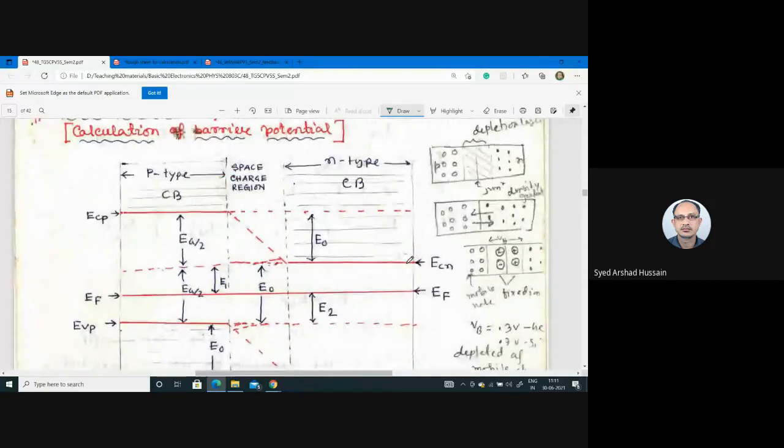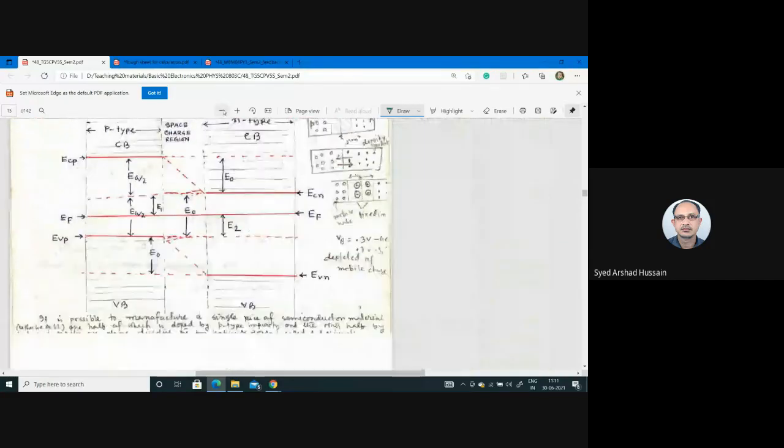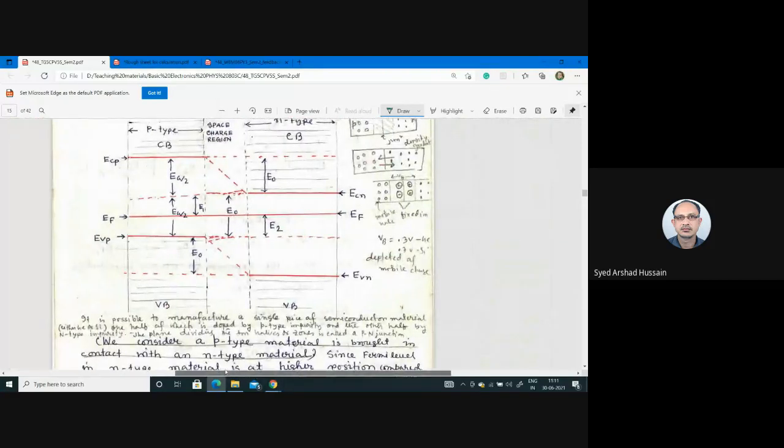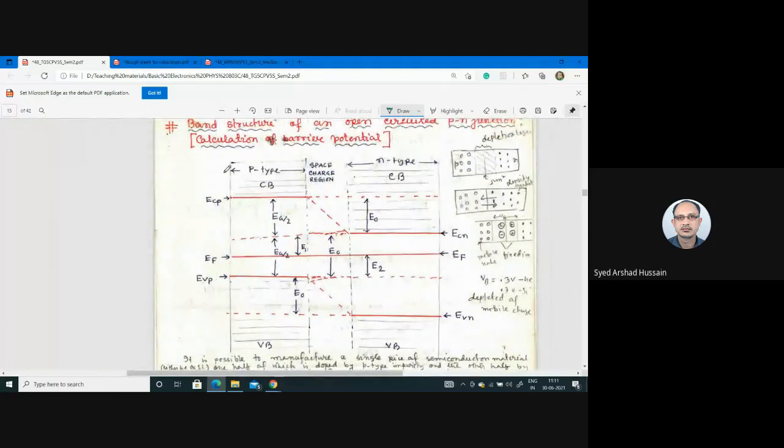Okay. So this is the energy level diagram for PN junctions under unbiased condition. Okay, you can see that on this side all the energy levels go down, and here all the energy levels go up.